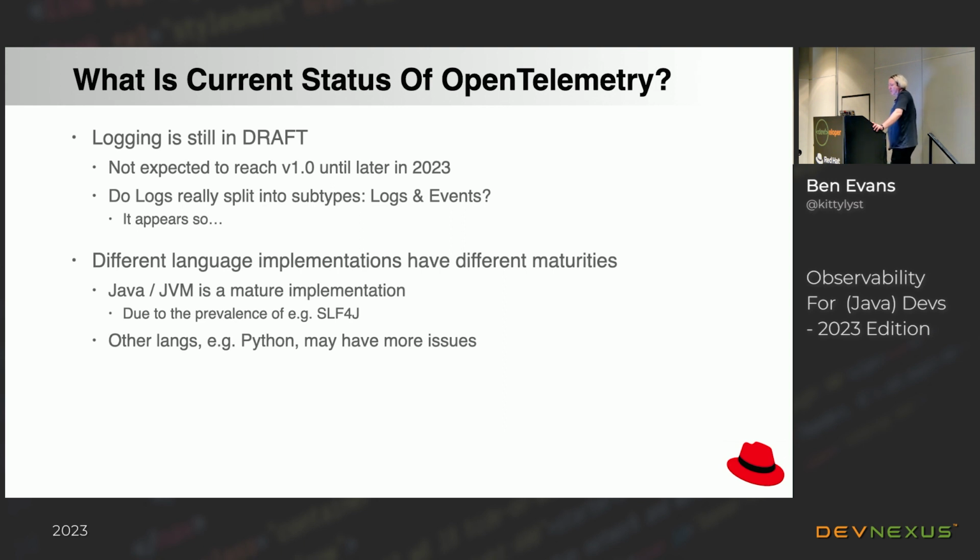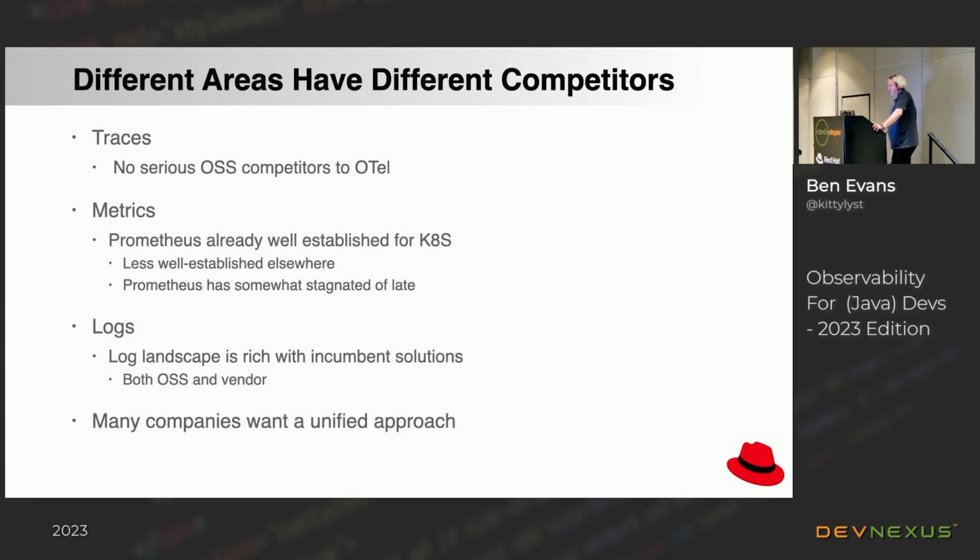I mentioned this before, different languages have different maturities. Fortunately, Java is a very mature one. What about the competitors? Well, traces have no serious competitor. There is, yes, Zipkin is still out there technically, but it's been a very long time since I saw anyone running it. And OpenTracing, like, shut up shop.